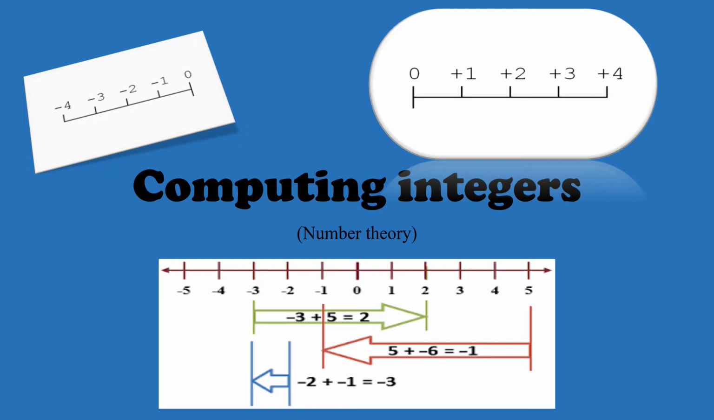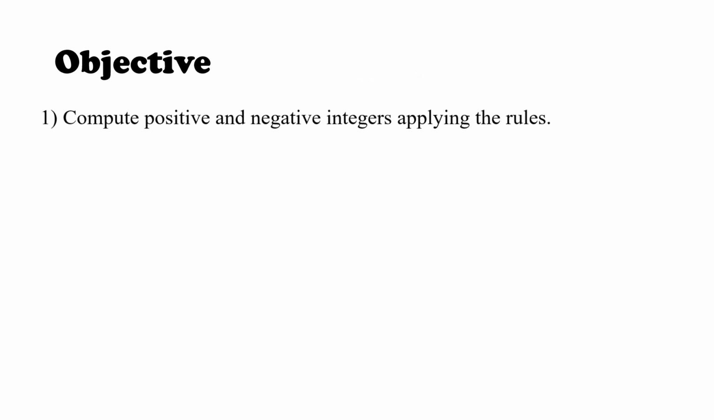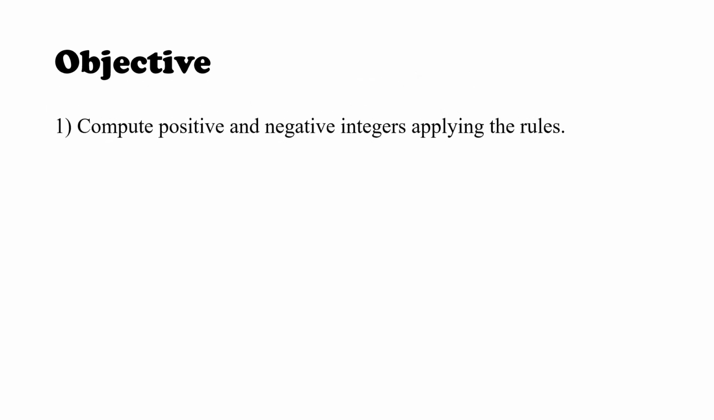But today the focus will be if we have bigger numbers. So what is our objective today? We are going to be able to compute positive and negative integers by applying the rules, and as I just said, when dealing with bigger numbers. With smaller numbers, of course, you can always draw a number line and then move left, move right and get your results. But that is not always practical if dealing with bigger numbers.